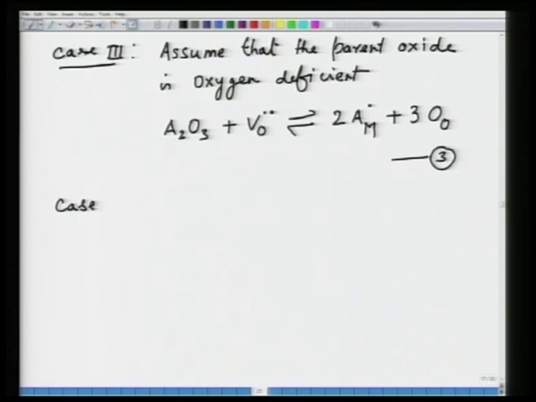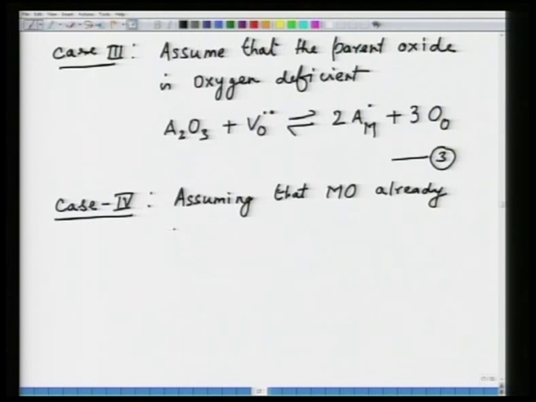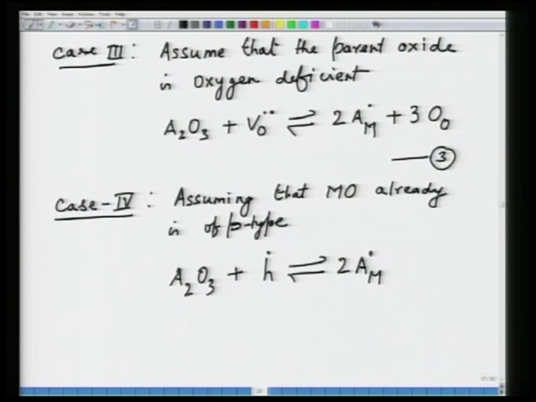And you can take case 4. Case 4 would be assuming that MO already is of P type, which means it already has lots of holes inside it. So, how do you do now? So, you have A2O3 plus some holes were present, let us say. I'm going to balance this reaction later on. So both the A's go to M site, two positive charges.